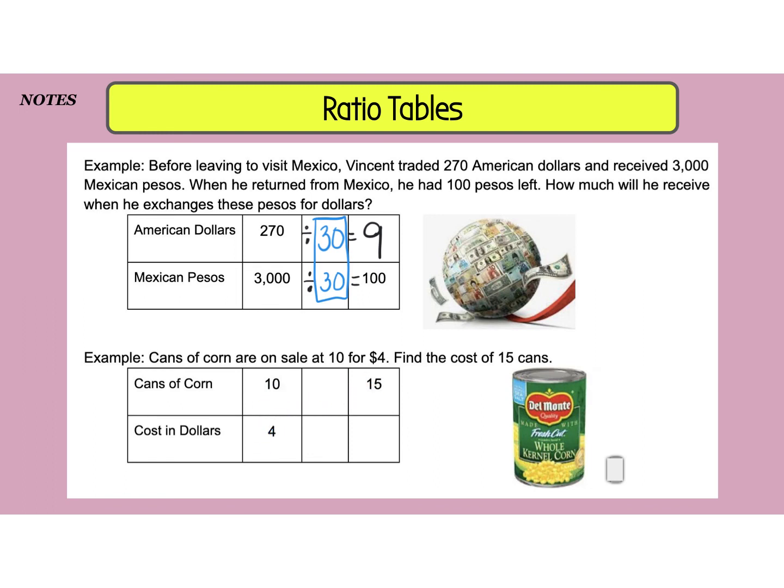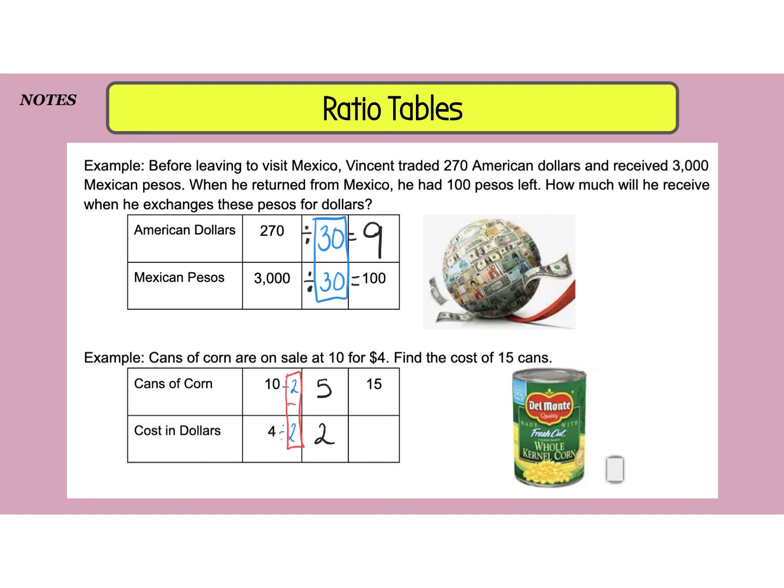So when I think about that, I think, well, 10 can be divided by 2, and 4 can be divided by 2. Since I'm dividing by a big 1 of 2 over 2, the answer I get will give me an equivalent ratio to 10/4. So 10 divided by 2 is 5, and 4 divided by 2 is 2. Now I can see that I have an equivalent ratio of 5 over 2. So for 5 cans of corn, it would be $2.